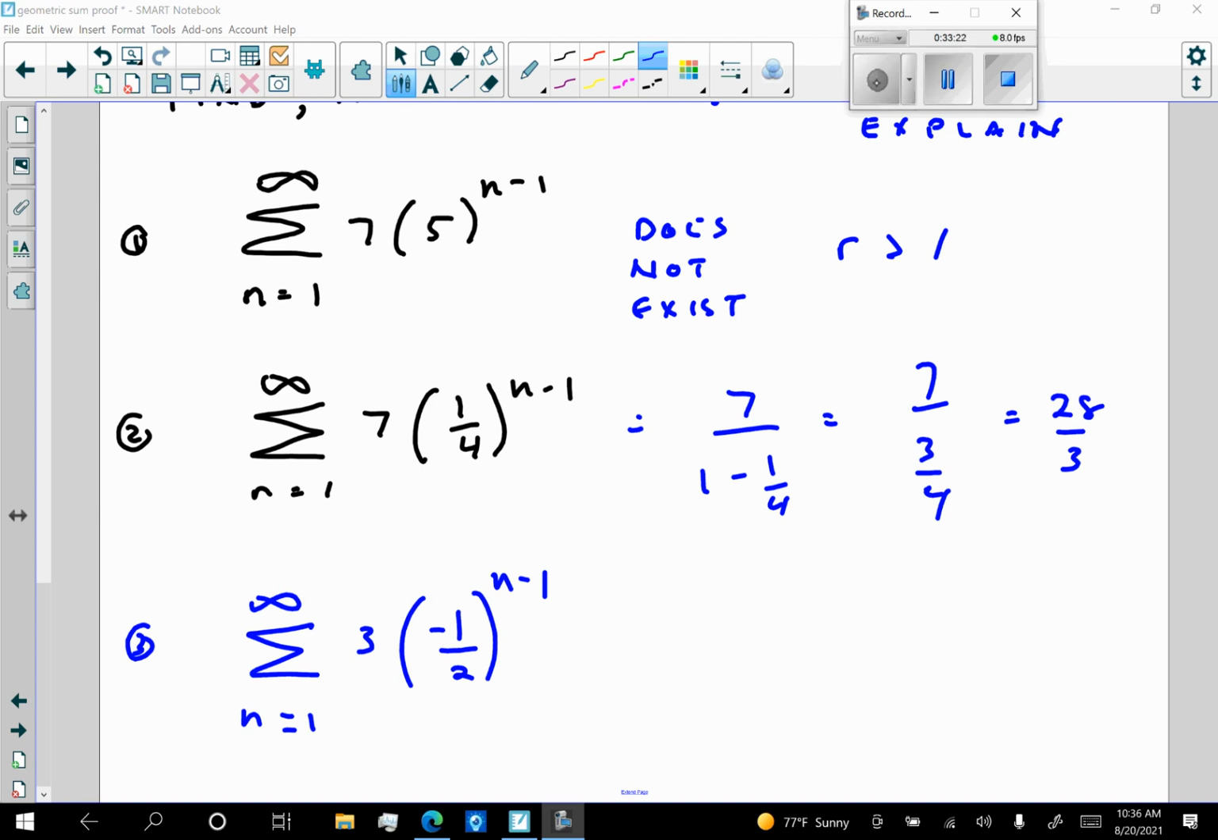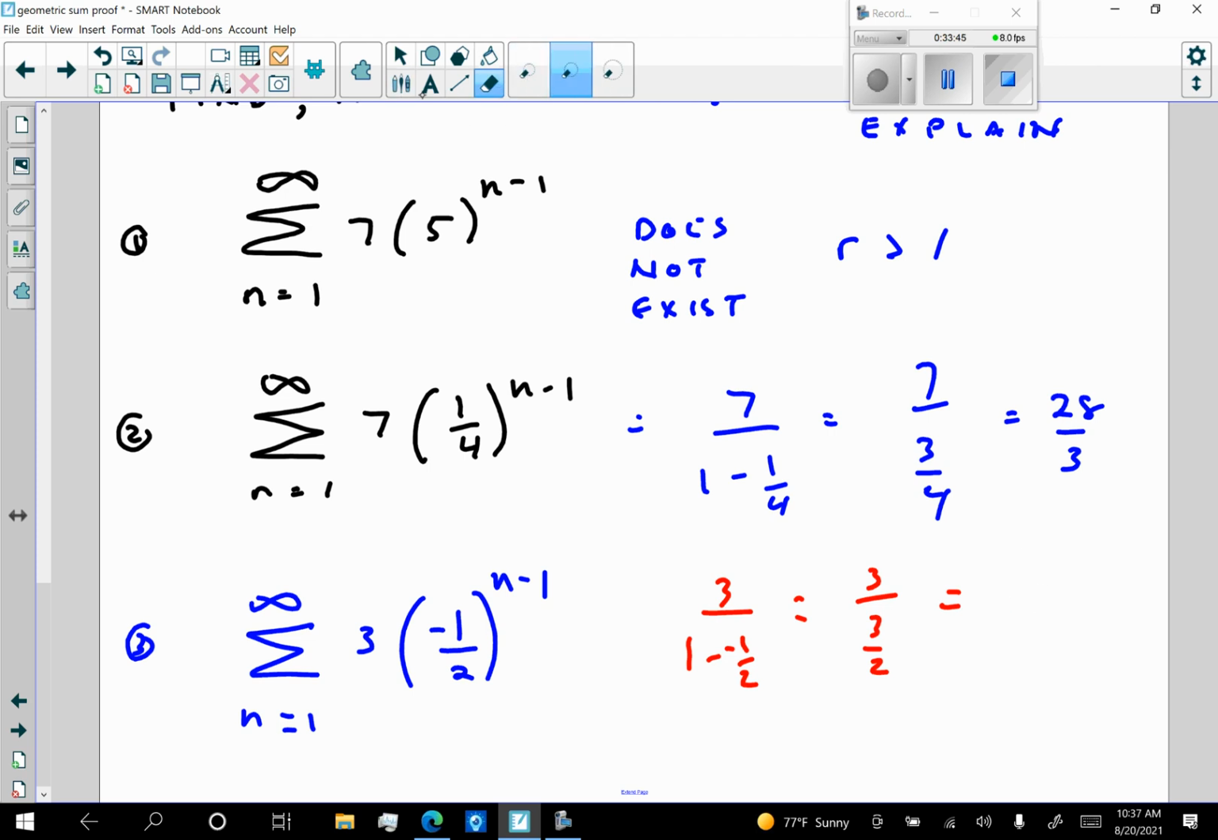All we need to know is what the first term is: 3. r is -1/2. 1 minus -1/2 is going to be 1 plus 1/2, so it's going to be 3 over 3/2, which is equal to 6. And Zoe, did you get that? You actually said 2. I'm throwing you under the bus. You said 2 because you multiplied by 2 over 2. The 2's cancel, the 3's cancel, and you get 2. Okay?